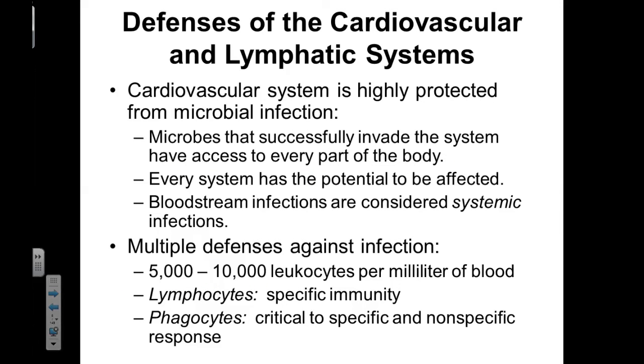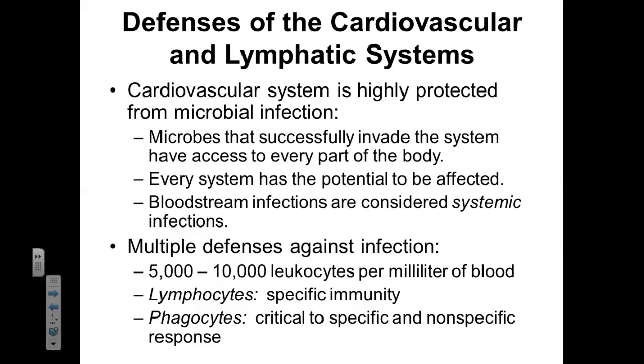If we look at our cardiovascular system and our lymphatic system, generally speaking, it's going to be sterile. There's going to be a very low amount of microbial activity. There are a lot of defenses within our cardiovascular system. One of the reasons why we need lots of defenses within our cardiovascular system is because if a microbe can get into that cardiovascular system, it'll be able to invade the rest of the body quite readily, quite easily.